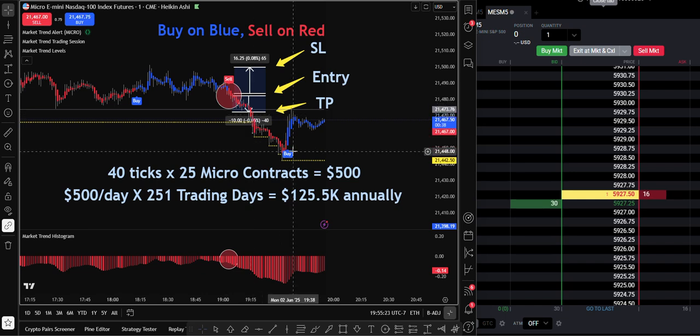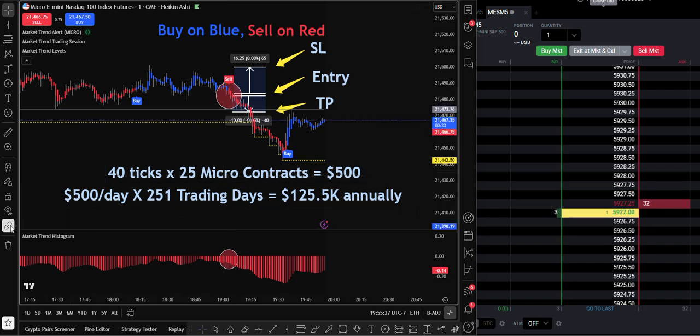You know, 40 ticks at 25 micro contracts equals $500. $500 a day times 251 days. Why 251? Because that is how many trading days on average there are a year, minus weekends and minus the holidays. Okay, so that time can be spent with family, friends, doing your own thing, going hunting, doing whatever you want to do. The sky's the limit.